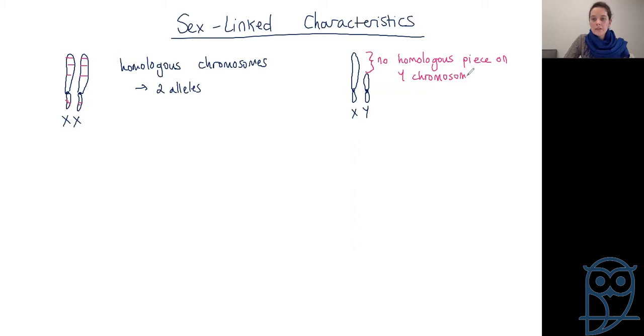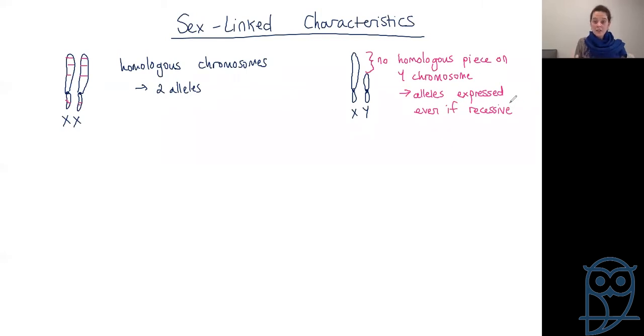So that means that whatever allele that is on your X chromosome in that area, it's going to be expressed. Doesn't matter if it's dominant, doesn't matter if it's recessive. There is nothing to counteract it. There's nothing to balance it. There's nothing to fight against it. It's going to be expressed. Okay, so in this region, your alleles are expressed even if recessive.